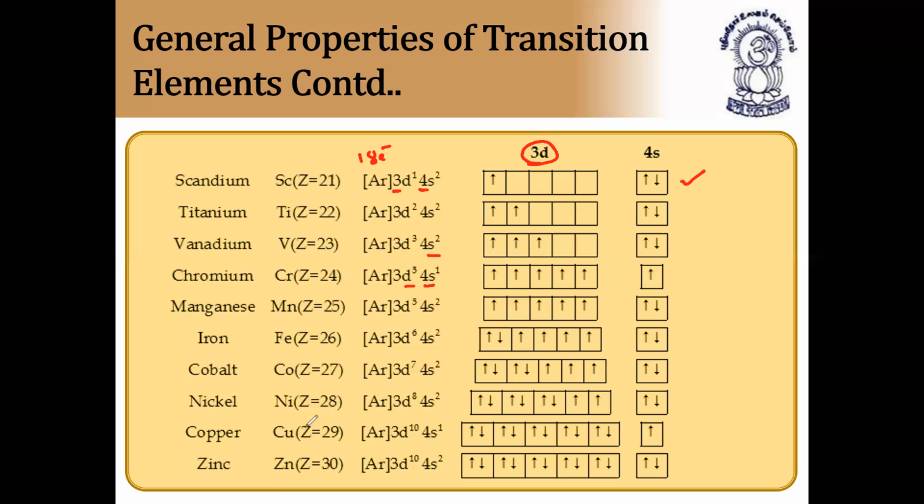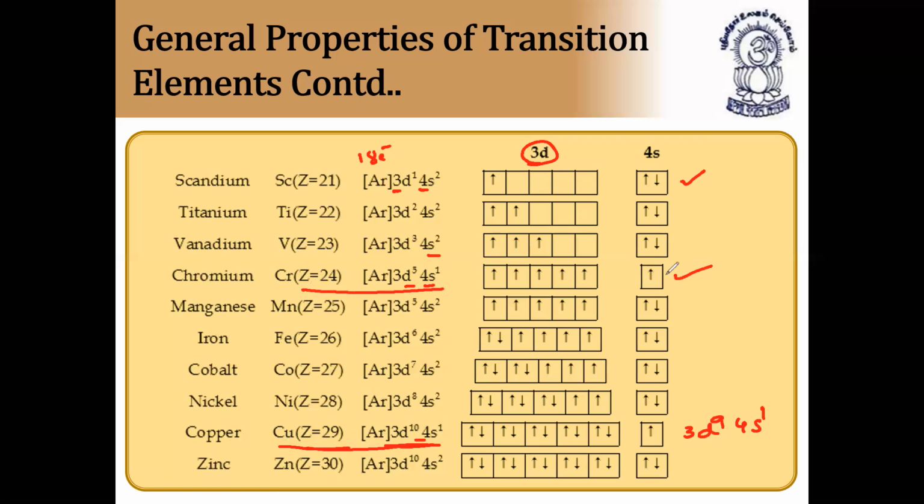In this way, this is the ground state configuration for copper. It is exceptional because it is 3d10 4s1. Why? Because it completes all the electrons in the d orbital. So instead of 3d9 4s2, copper will take 3d10 4s1. Similarly, chromium also has an exceptional configuration, that is 3d5 4s1.